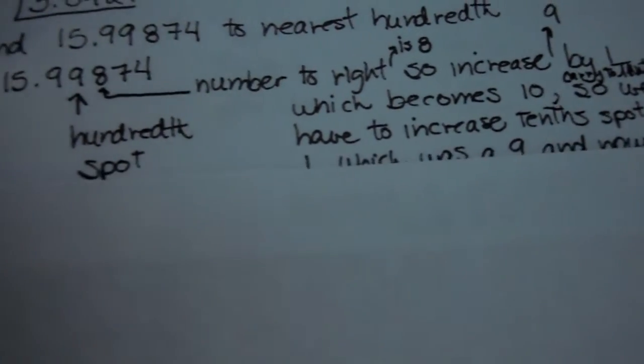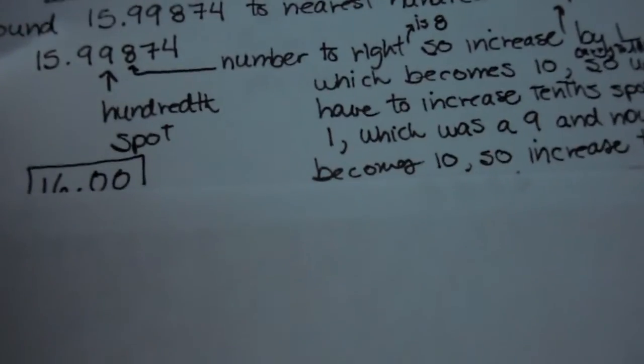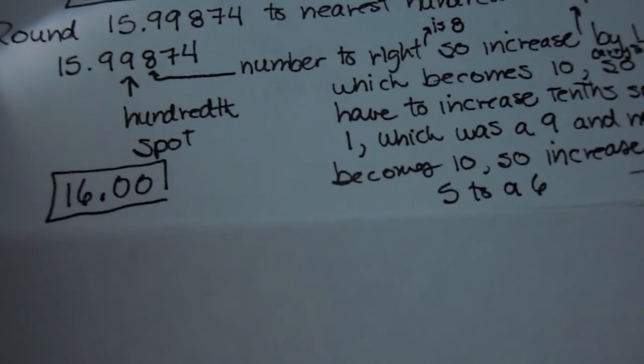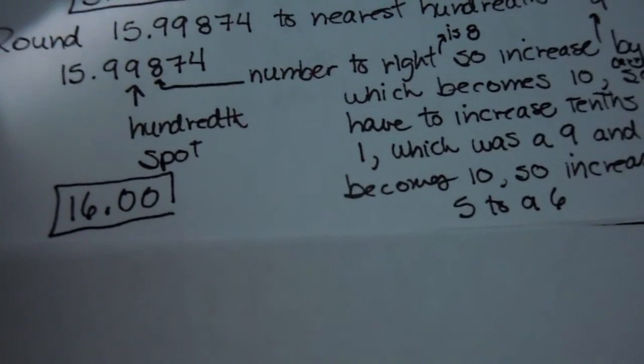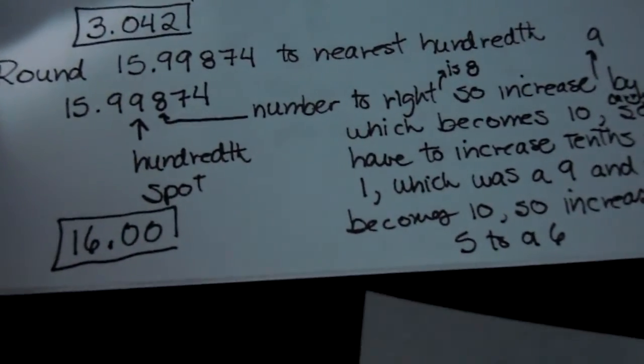So we have to increase the tenths spot by 1 also, which was a 9. So that becomes a 10. So then we carry that 1 over one more time, and we change that 5 to a 6, and we end up with 16. That is our rounded number.